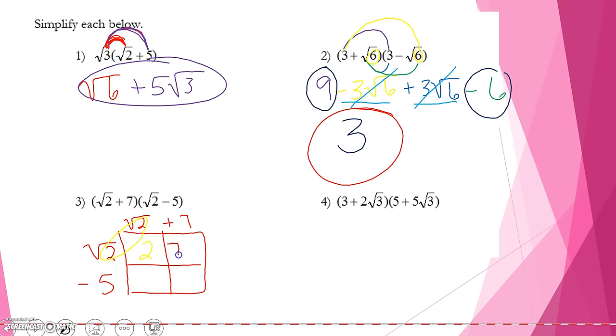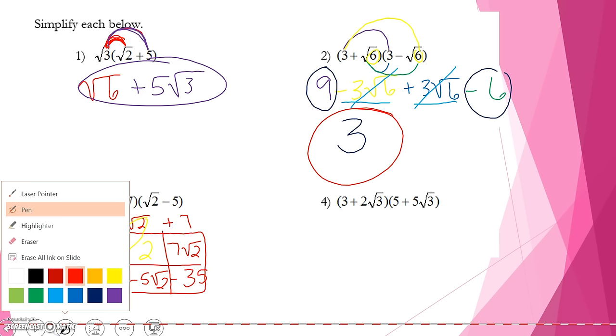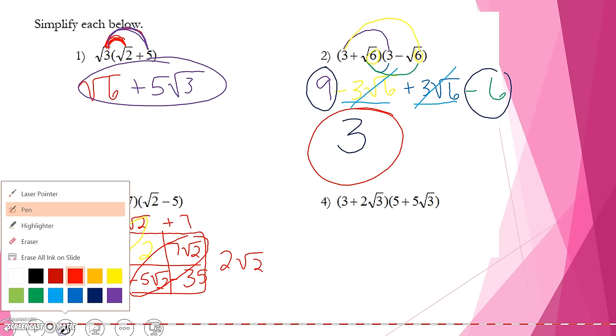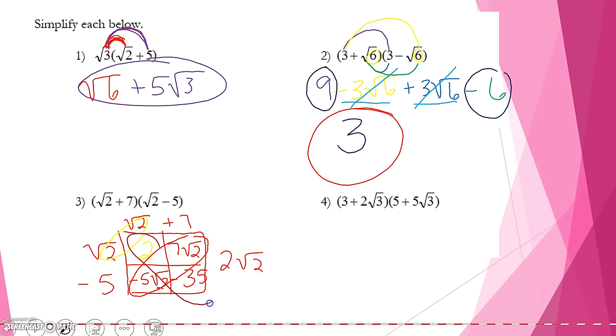For the next one, I would get 7 radical 2. Next one, I get negative 5 radical 2. And the last one, I get negative 35. So now I can generally add both diagonals, but not always. So in this case, I can add this diagonal, and that gets me 2 radical 2. I can also add this diagonal, and that gets me negative 33. So you can switch around the order if you want. I don't care which order you put those things, but that's your final answer.